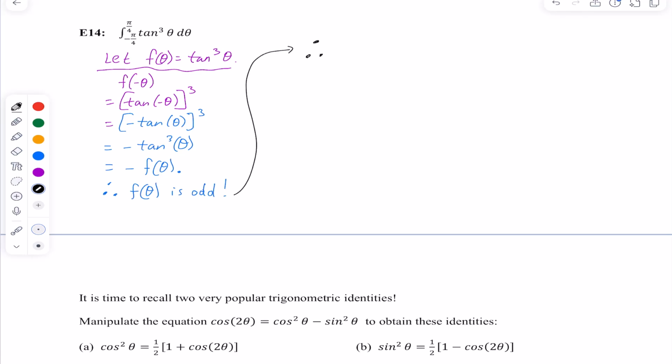Finally, the definite integral must be what? The definite integral of an odd function on a symmetric domain will yield the finite number 0.